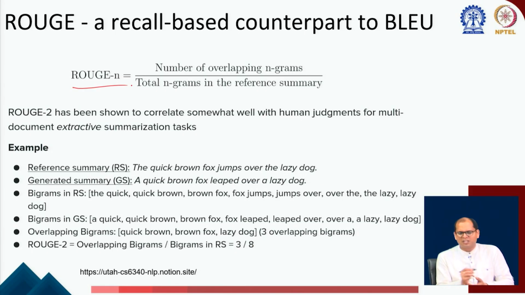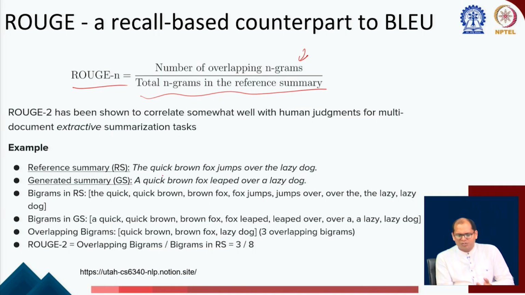Typically we say for recall. So default when you say ROUGE, this will be recall, unless you mention you're doing it for precision and so on. So that is how many n-grams are there in the reference summary and how many of them you have already captured. Right? So for example, ROUGE-2 has been very popular.